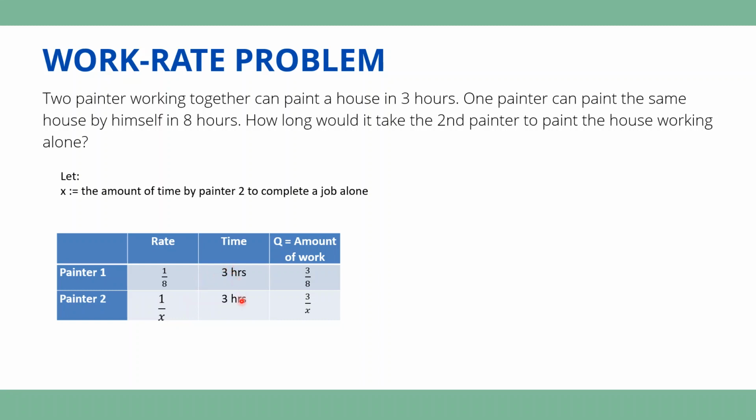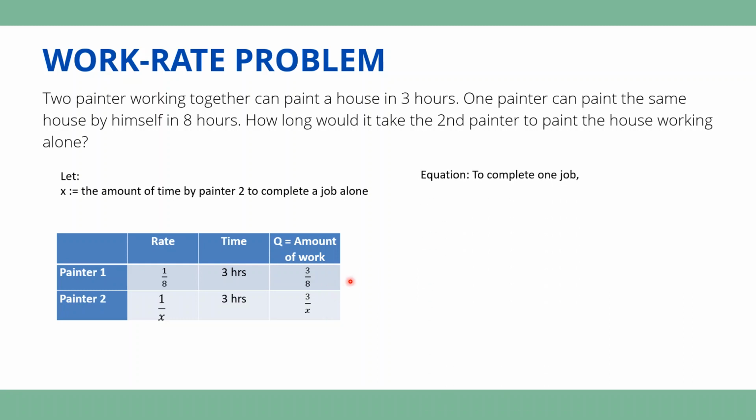And if they work together, it would take them 3 hours. So, multiply lang po natin sila, yung ating rate times time, yung column for rate and time. Then we will get our column for the amount of work, which is 1/8 times 3, that is 3 over 8. 1 over x times 3 is 3 over x. Now we have the work of painter 1 and painter 2.